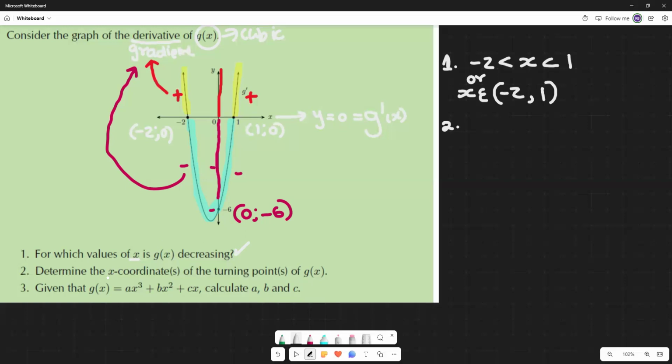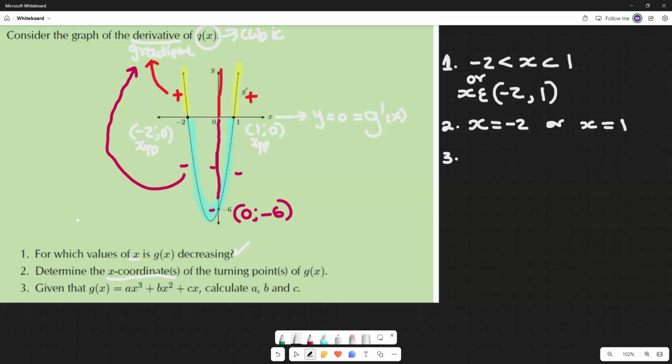They say determine the x coordinates of the turning points of g. So they need the x values of the turning points. Remember, I said this is x of TP1, then also that is x of TP2, right? Those are the x values of the turning points, x equals -2 or x equals 1. How did I know that? Because the derivative is equal to 0. Right. Perfect.